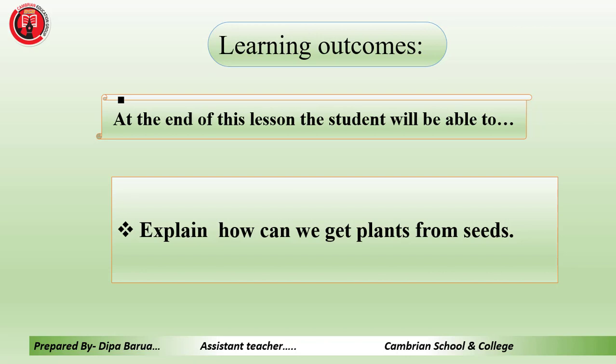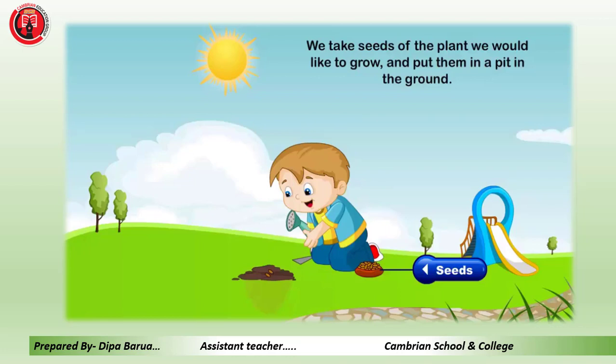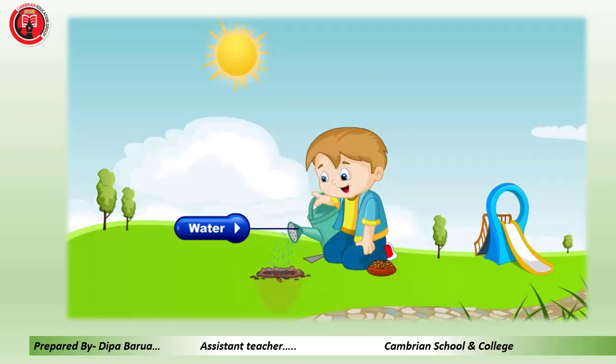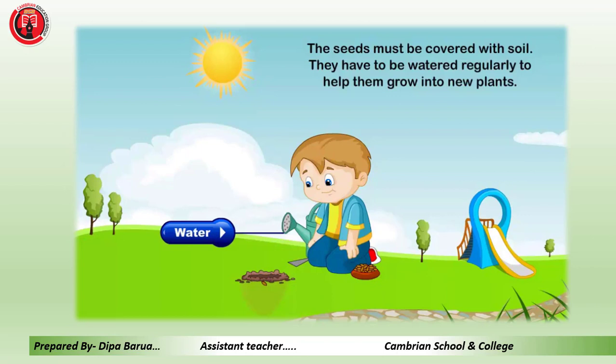Now I am telling you, look at this picture. We see some seeds and this boy is sowing seeds in the ground. So what should we do? At first we take seeds of the plant we would like to grow and put them in the ground. Then water. We must give some water to it. The seeds must be covered with soil. They have to be watered regularly to help them grow into new plants.